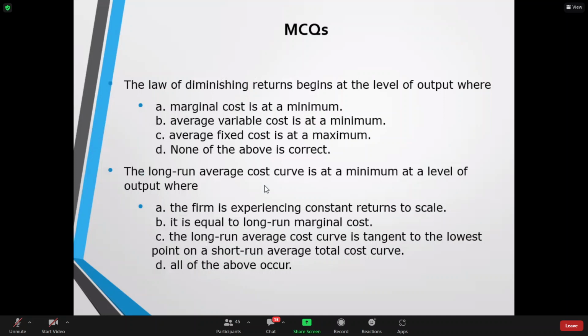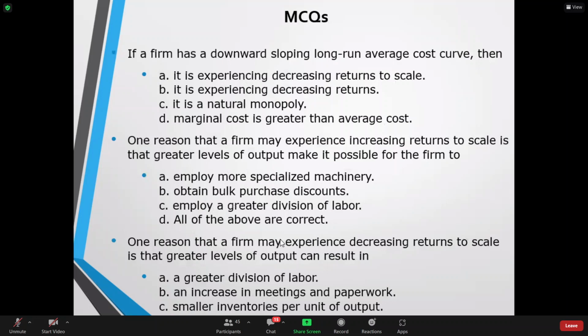Right. So long run average cost curve is at minimum at the level of output where the firm is experiencing constant returns to scale, correct? It's equal to long run marginal cost, correct? And the long run average cost curve is tangent to the lowest point on the short run average total cost, right? All of the above occur, right? Get the answer for these three quick. Question 103. I'll give you 3 minutes.